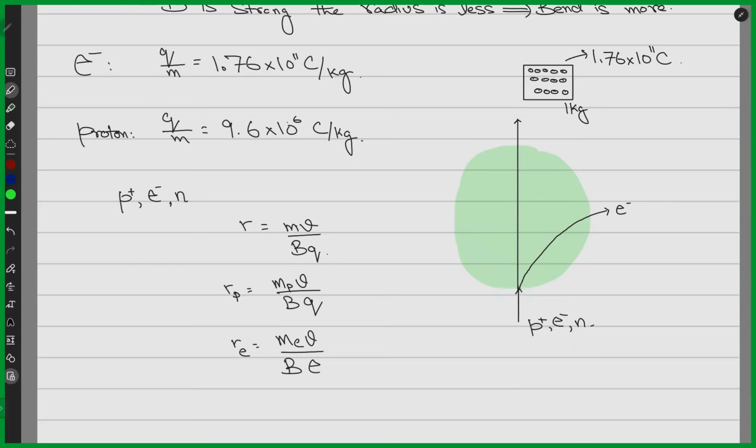Compared to the path of the electron, it could be something like this. Again, this is because for the proton, the charge to mass ratio is much smaller, so that implies that the radius is much larger. While for the electron, the charge to mass ratio is much higher, which would imply that the radius is much less. Okay, any questions so far?